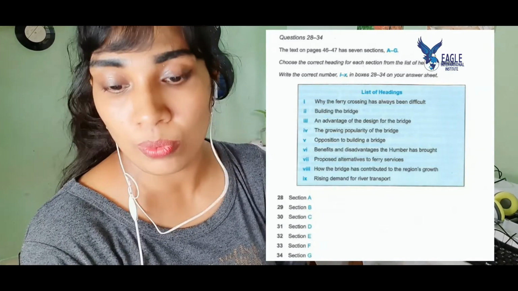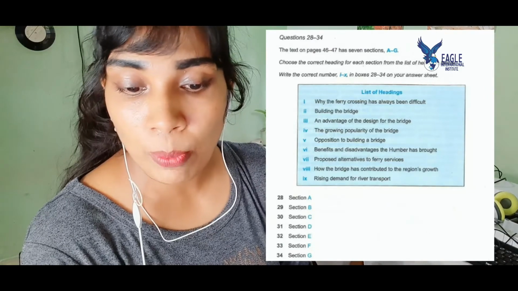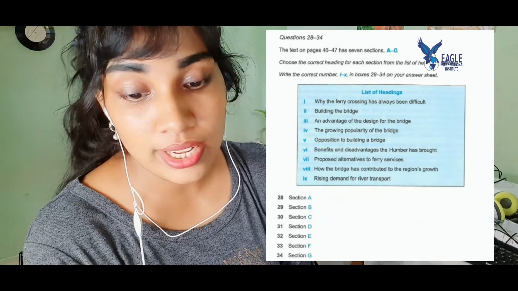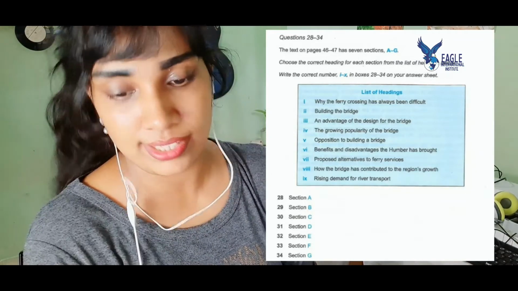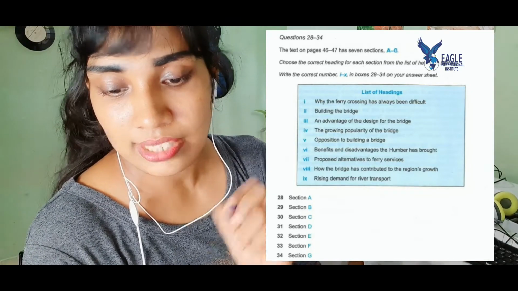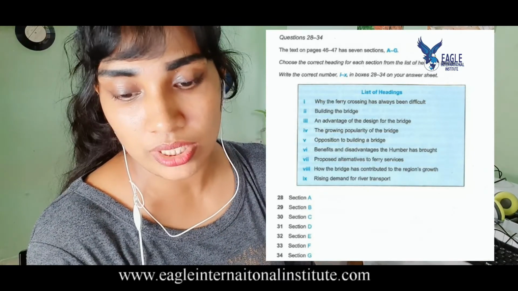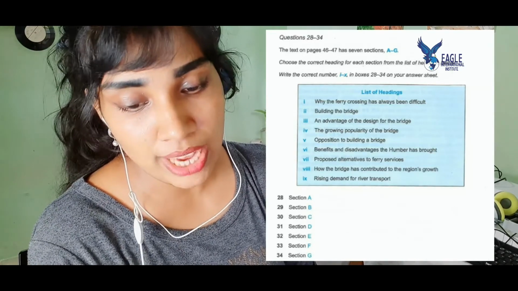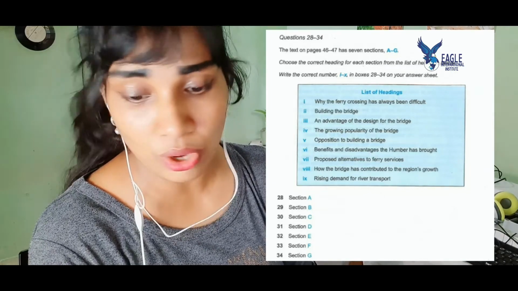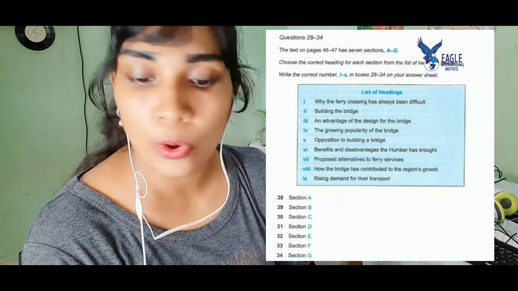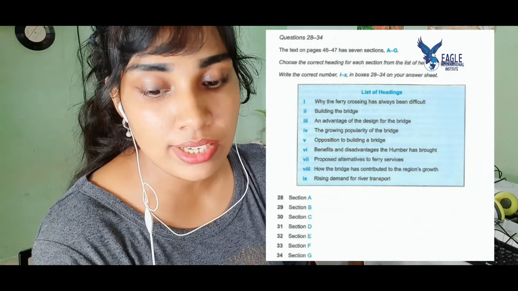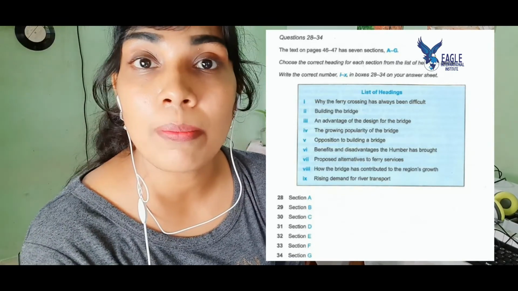So, no. Now, the fourth one, the growing popularity of the bridge? No. The opposition to building a bridge? No. The benefits and disadvantages the Humber has brought? Yes, it can be. Let's keep it there and move forward. Proposed alternative to ferry services? How the bridge has contributed to the region's growth? No. Rising demand for river transport? No. So the most appropriate option that I found is option number 6, which is the benefits and disadvantages the Humber has brought. So I'm selecting that as my answer.